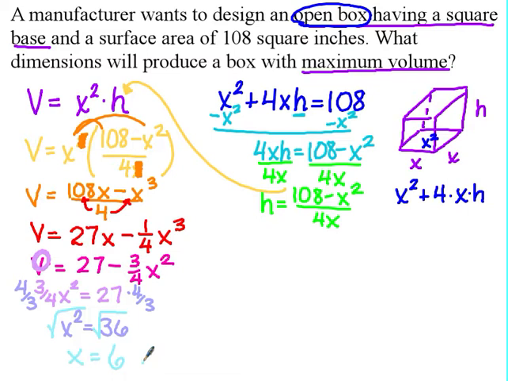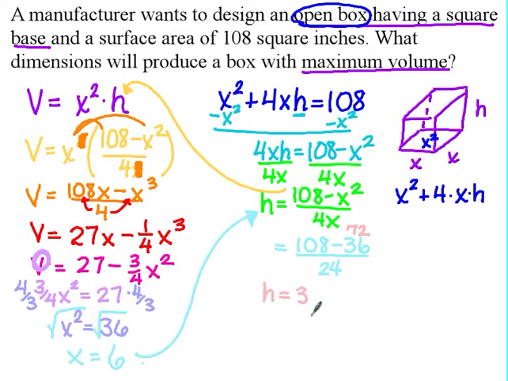Now what I'm going to do is come over here and plug it in to find my height. So I have 108 minus 6 squared over 2 times 6, which is 24. Oh, 4 times 6, sorry. I said 2 times 6, but I wrote 4 times 6. So here we end up having 72 over 24. So your height is 3.